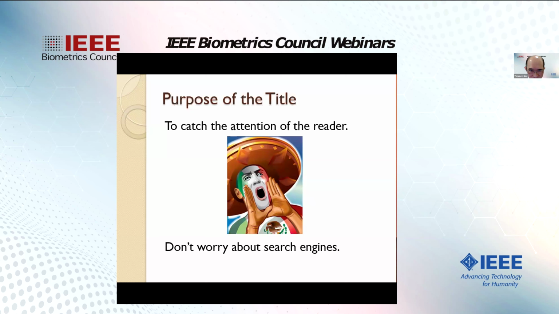Now, don't worry about search engines. One thing that people told me is that they want to squeeze every possible keyword into their title, right? Make it as long as possible so that the search engine can pick it up. Please don't do that. Search engines have come a long way. They don't rely on just your title. Search engines these days can parse your abstract and even understand your paper. Modern search engines can do that. So don't worry about cramming every conceivable hashtag or keyword into your title. That's not the way to do it.